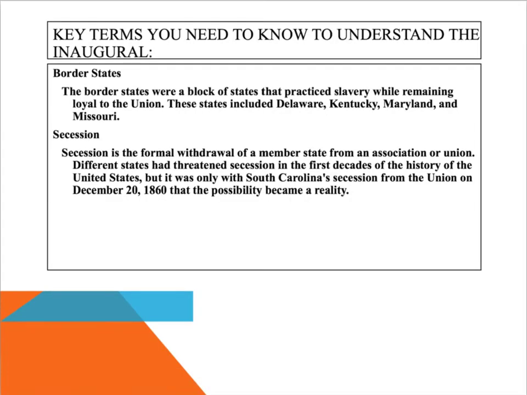Some key terms you should know to help you understand the inaugural address will be border states. The border states were a block of states that practiced slavery while remaining loyal to the Union, including Delaware, Kentucky, Maryland, and Missouri. Secession is also an important term. It's the formal withdrawal of a member state from an association or a union. The first state to secede was South Carolina, occurring on December 20th, 1860.